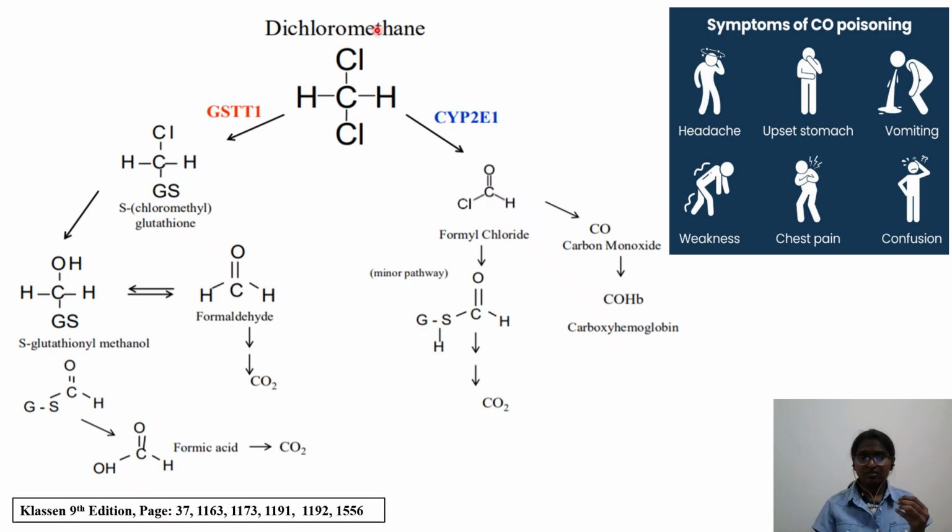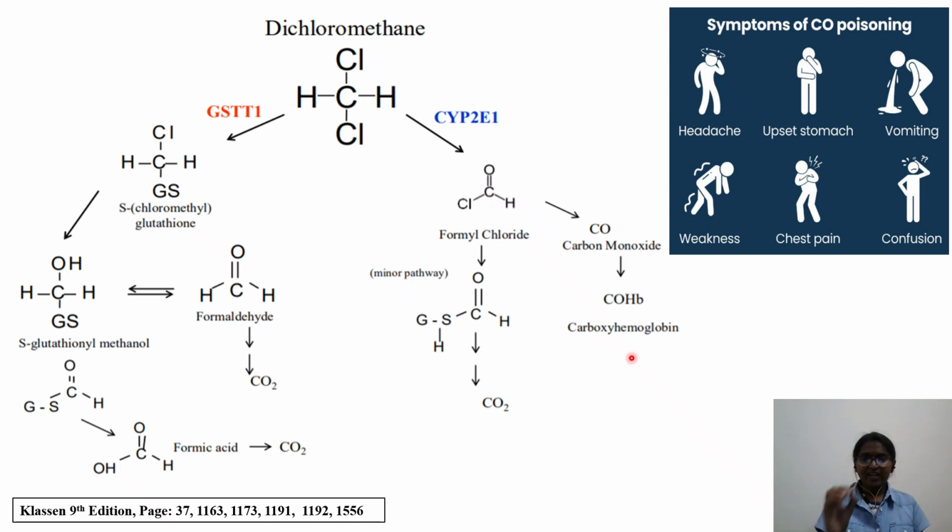As I told you, another synonym is dichloromethane. If you look at methane, CH4, two of the hydrogens have been replaced with chlorine. That's why it is called dichloromethane or methylene chloride. Symptoms of poisoning are headache, upset stomach, vomiting, weakness, chest pain, and confusion. Metabolism, if you see, involves glutathione as well as the CYP2E1 enzyme. This is the toxic gas formed, carbon monoxide, which binds to hemoglobin and forms carboxyhemoglobin.